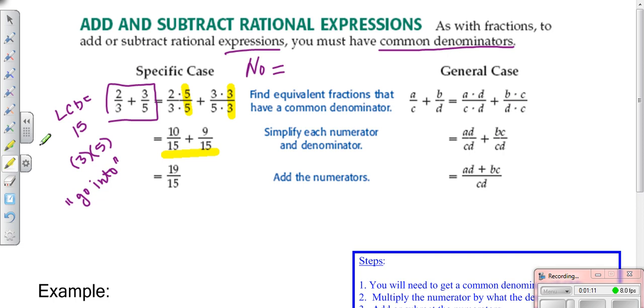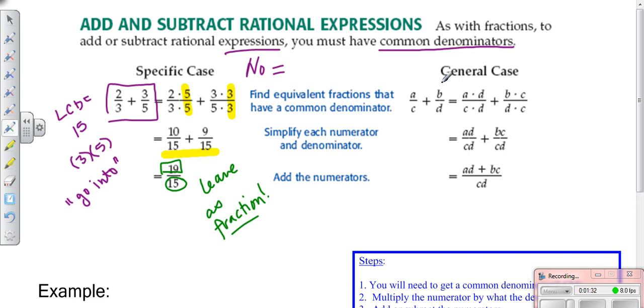I end up with this, and remember when we add fractions, the denominator stays the same. Add or subtract the two numerators for a new numerator. And then we are going to leave as a fraction. And you can leave them as improper fractions, but we are not going out to decimals.